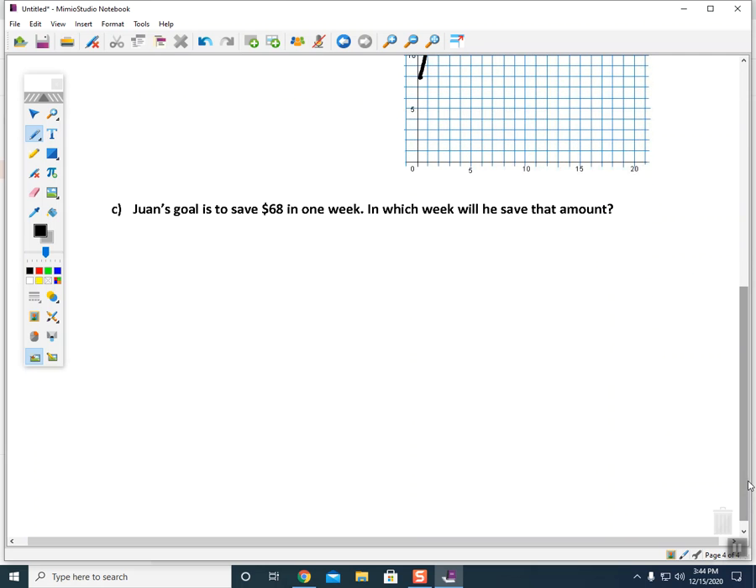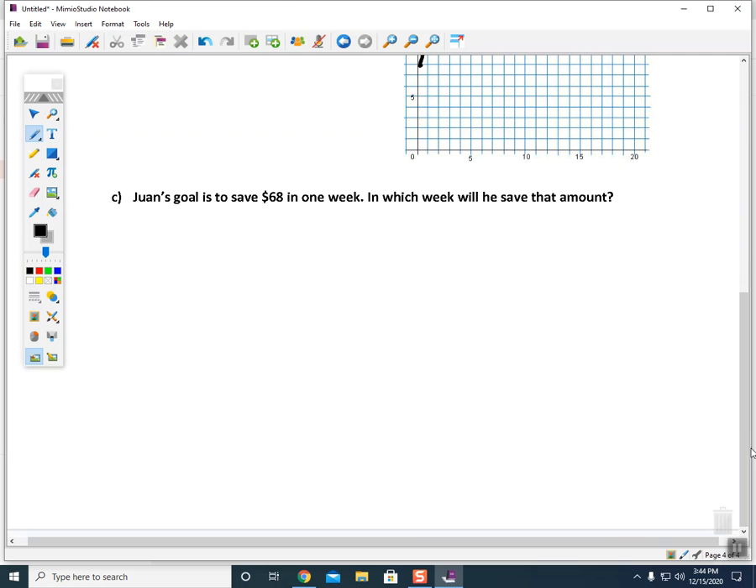And then the last part, C, says that Juan's goal is to have $68 in 1 week. So he's saving $4 more every week than he did the previous week. I want to know at which week he is going to save $68 that week. Well, if you remember, our equation is a sub n equals 4n plus 8. Well, what does n stand for? My n, in this case, is going to be the week number, right? So at 1 week, I have $12. At 2 weeks, I have $16.